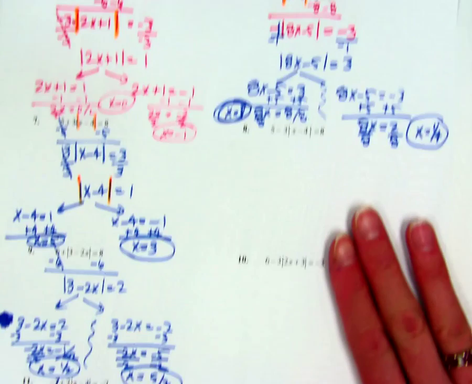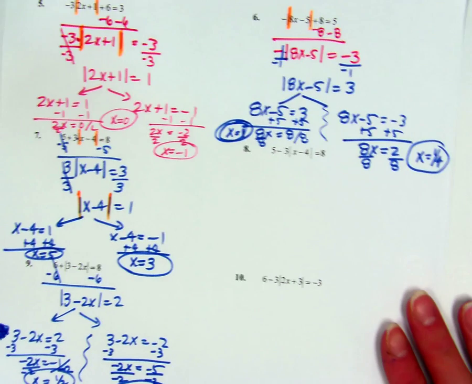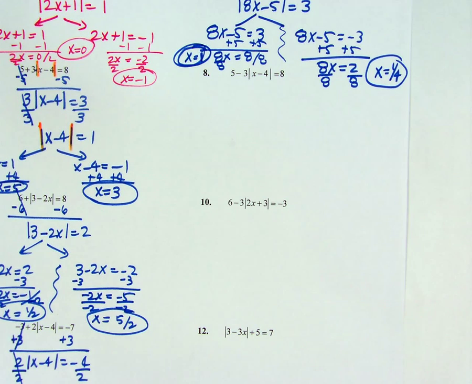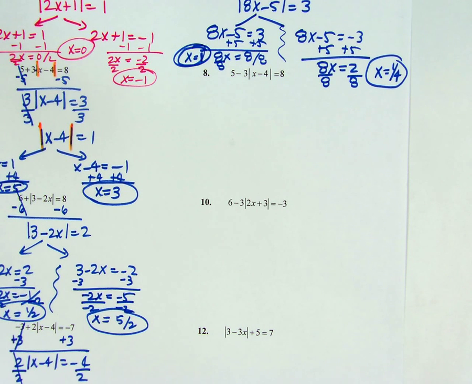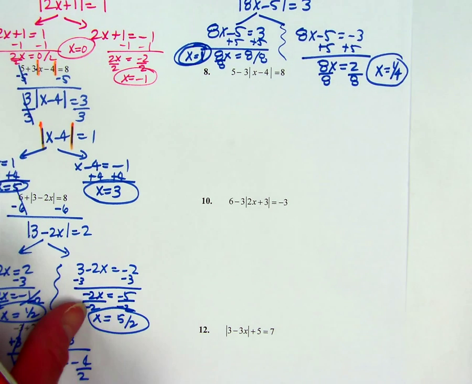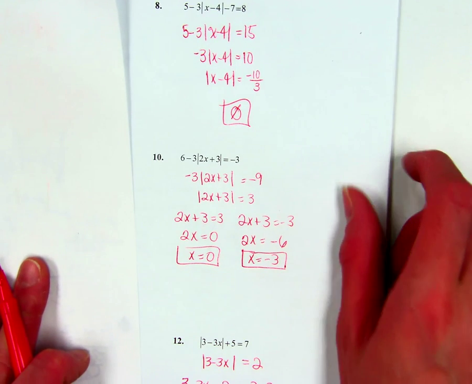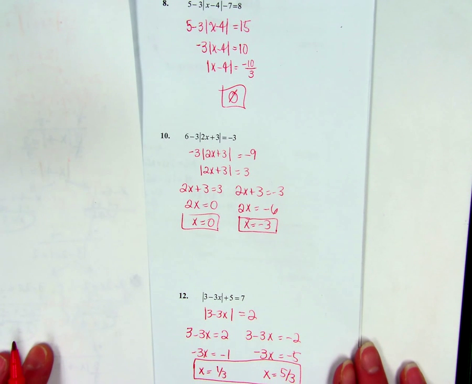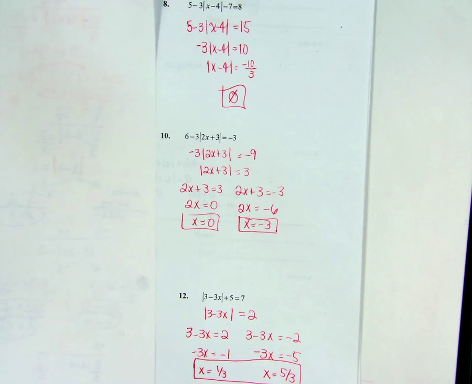All right, so here's what I want you to do for problems 8, 10, and 12. I want you to try 8, 10, and 12 on your own. Pause the video, and then when you unpause it, you can see what the answers are. All right, so do these on your own. And then here's the solutions to 8 and 10 and 12.